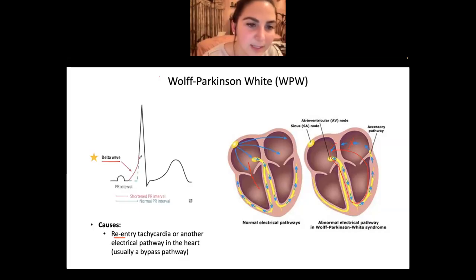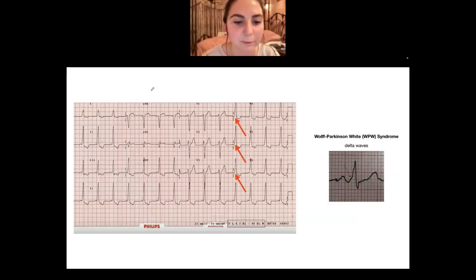This delta wave is basically starting the ventricular depolarization before it should be depolarized. So you're going to see a shortened PR interval compared to normal. The dotted line is normal. With Wolff-Parkinson-White, the PR interval is going to be a lot shorter. And then they're going to have this little swoop, this little slant. Even if this were a Q wave, it would be nice and flat, not like this little slope up into the R wave.